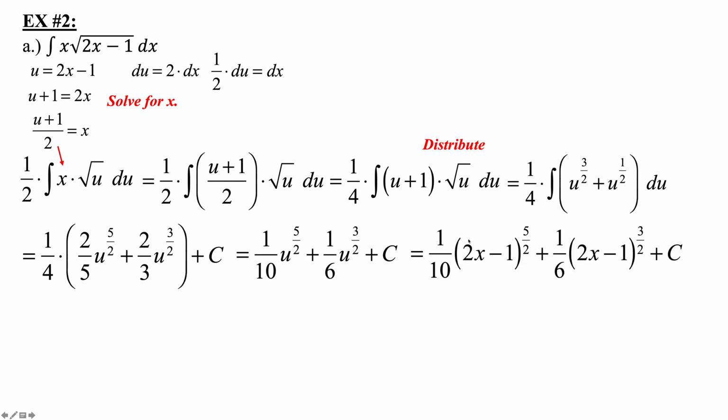Those are going to be binomials for our 2x minus 1, raised to the 5/2 power, and raised to the 3/2 power. And I think we can leave that just the way it is. We don't need to try to convert that back into radicals or anything. We'll just call it good.